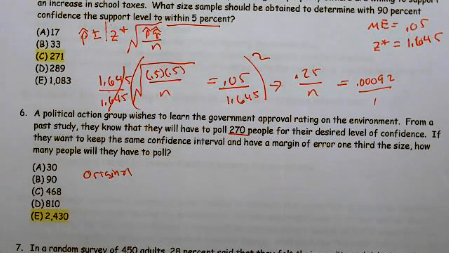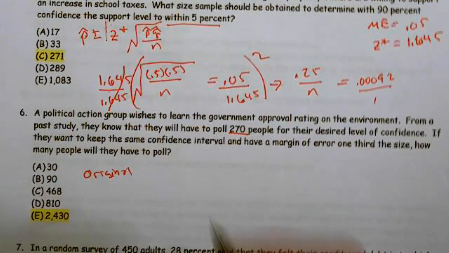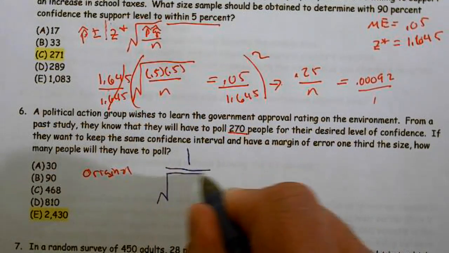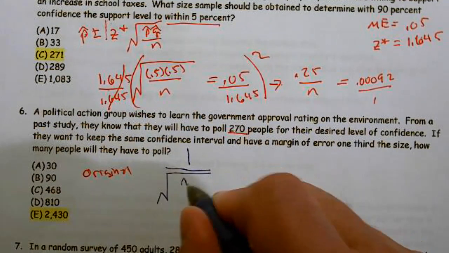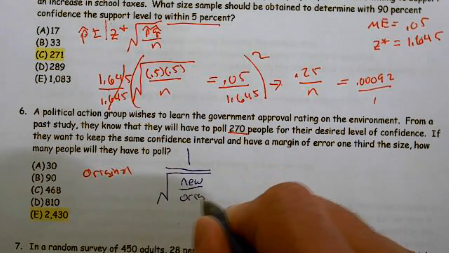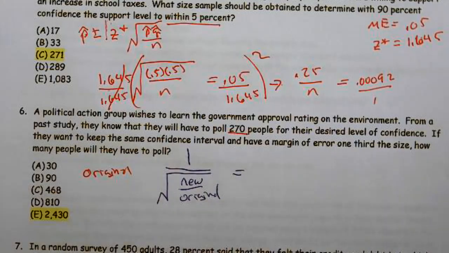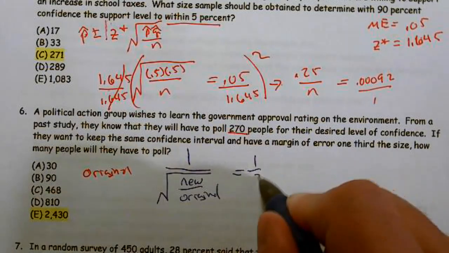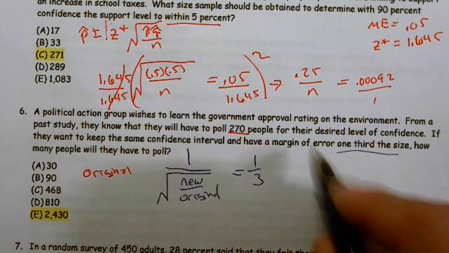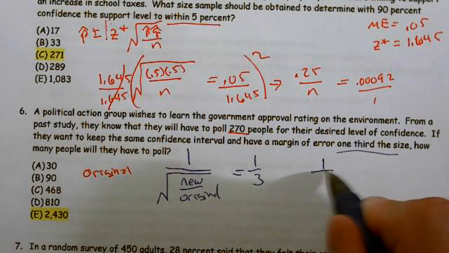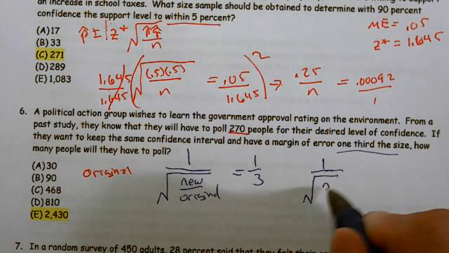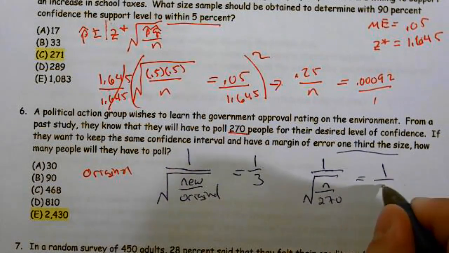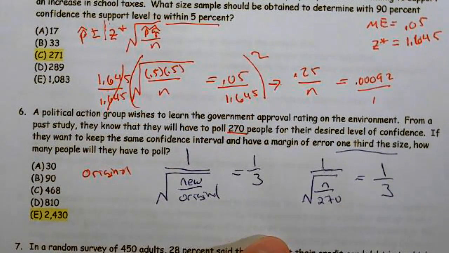This is my own formula that I've kind of created. It seems like it's something that helps students, so you might want to try this. Now granted, I hate giving you formulas to memorize, but this seems like it helps a lot of people. 1 over the square root of new over original equals the ratio. So in this case, this is going to be 1/3, because they said they want it 1/3 the size. So 1 over, now I'm just going to put N for new, over what the original was. Well, the original size was 270. And they want this to equal 1/3. Well, I'm going to go ahead and square everything.